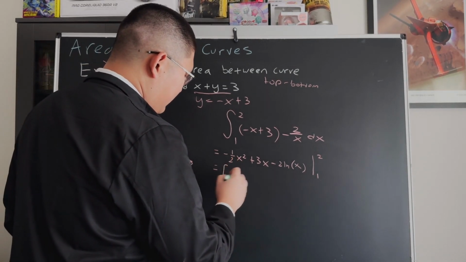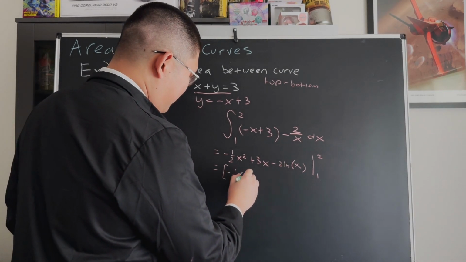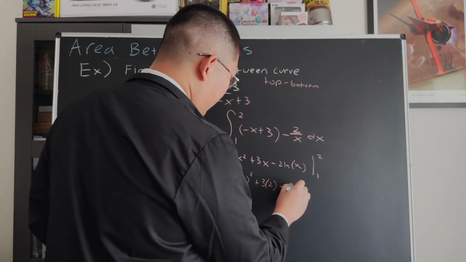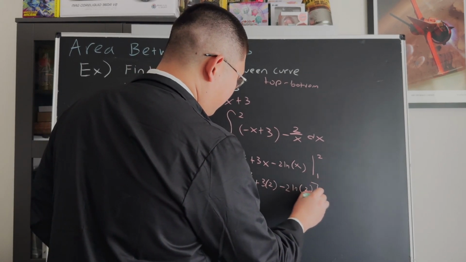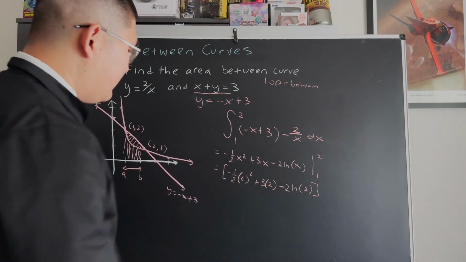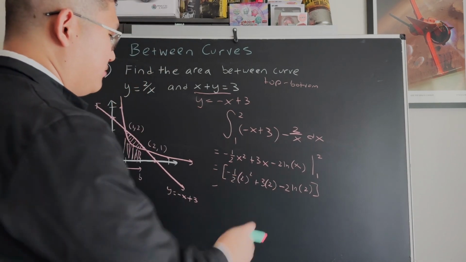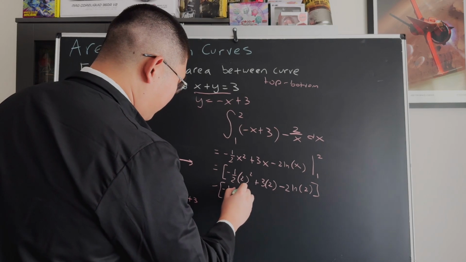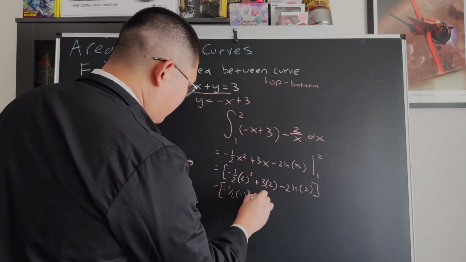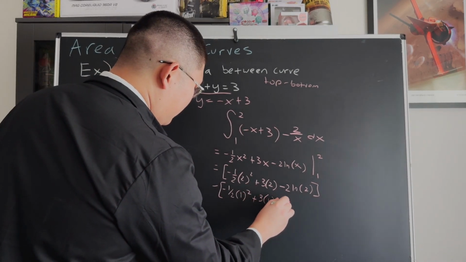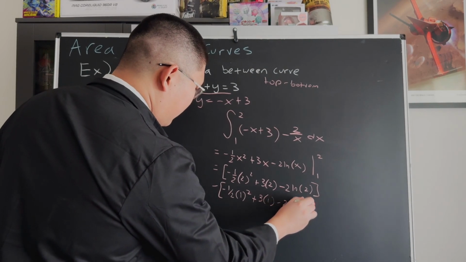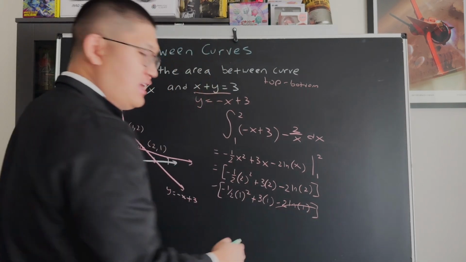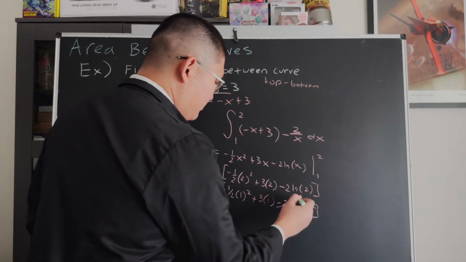So, to keep everything together, we have negative 1/2 times 2 squared plus 3 multiplied by 2 minus 2 times the natural log of 2. Okay, and then with that, we have the next segment here, which is going to be subtracted. This time plugging in the ones, which will give us negative 1/2 multiplied by 1 squared plus 3 multiplied by 1 minus 2 times the natural log of 1. So first off, this is a pretty easy simplification. The natural log of 1, of course, goes straight to 0.